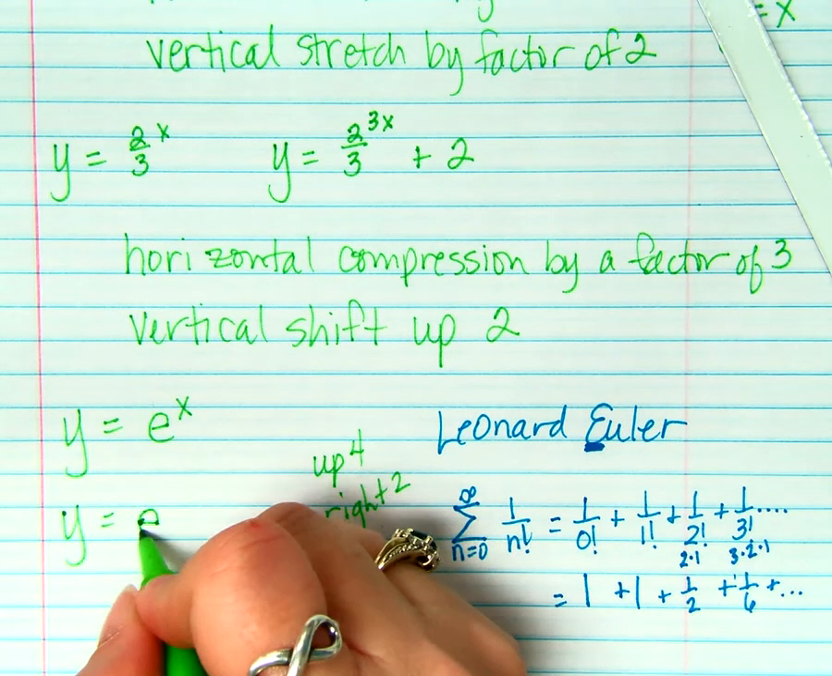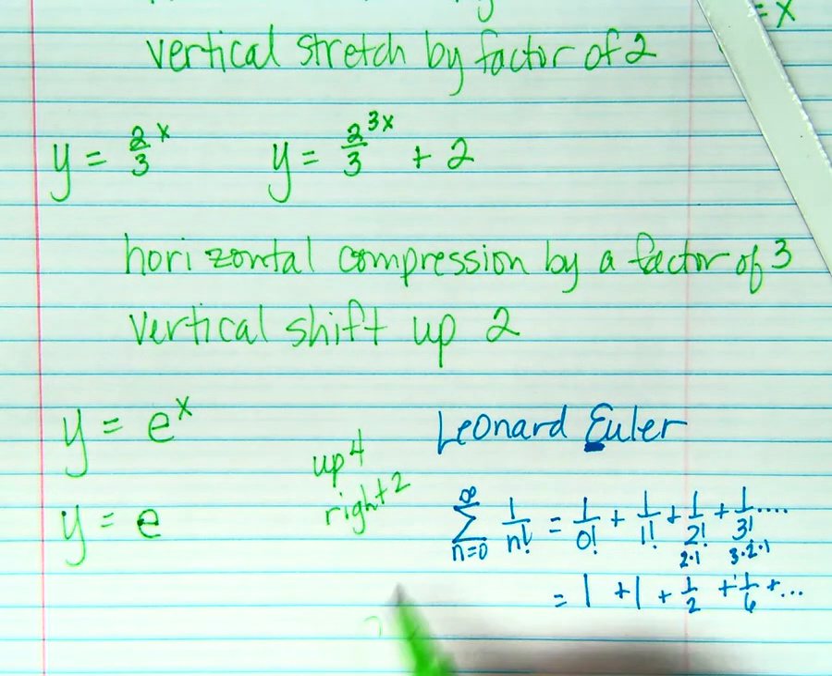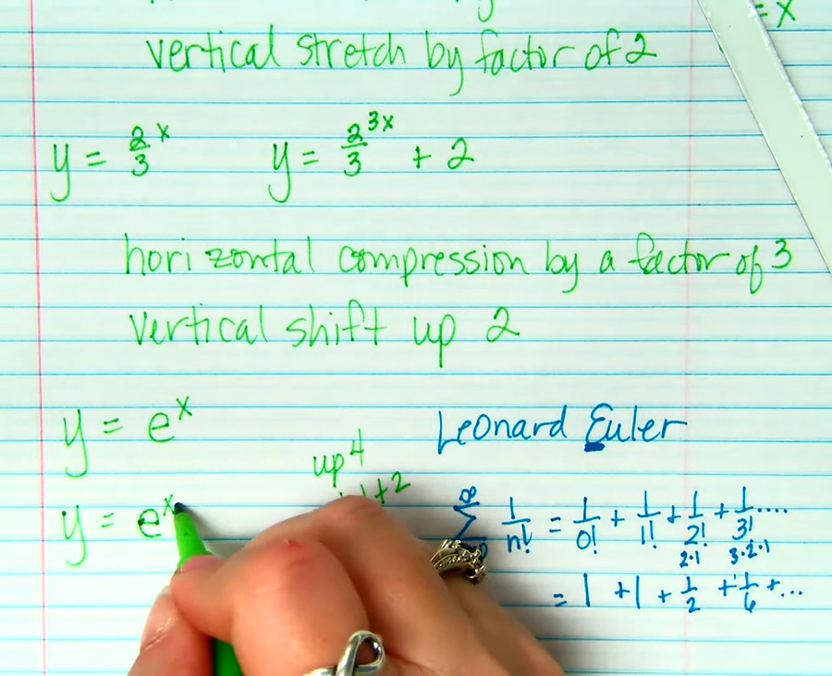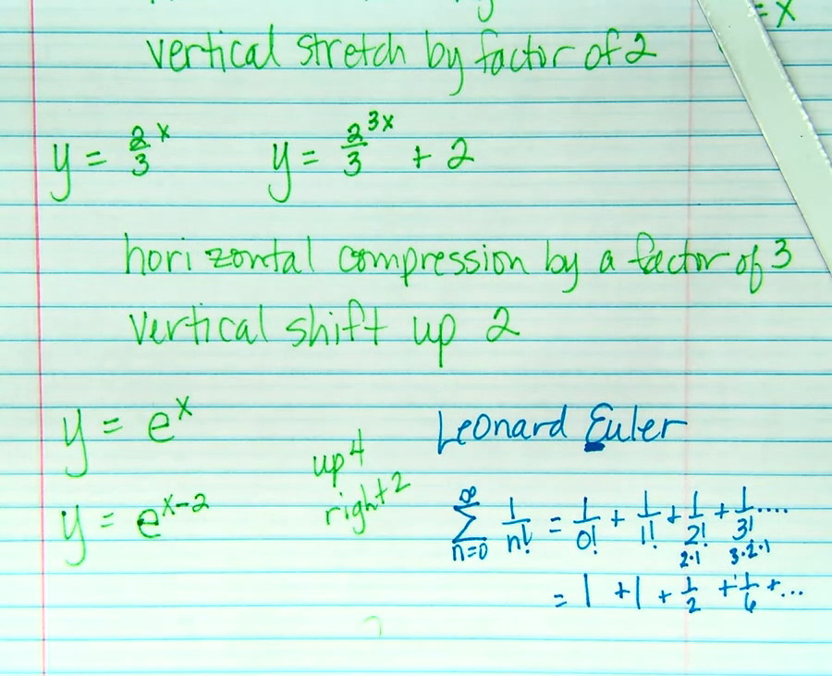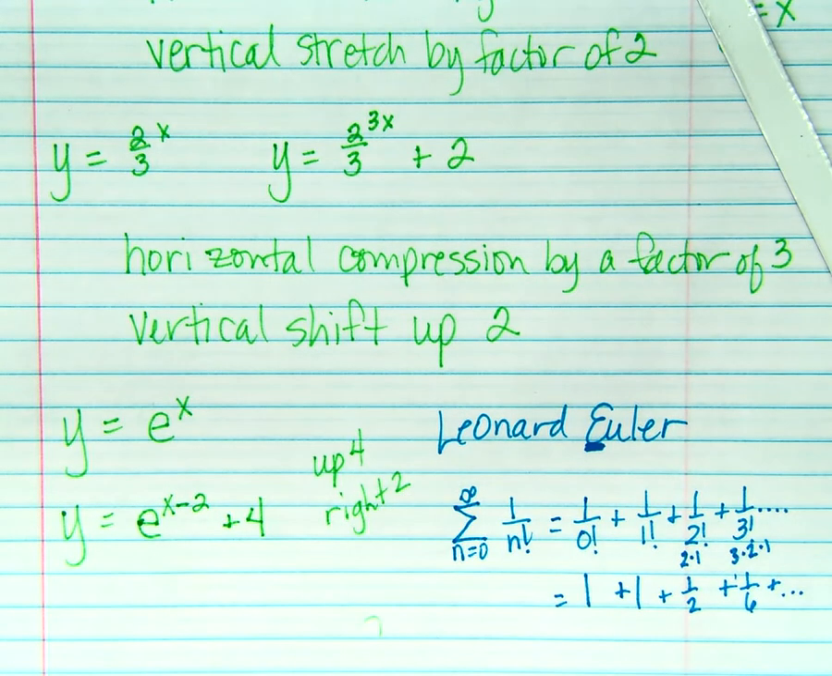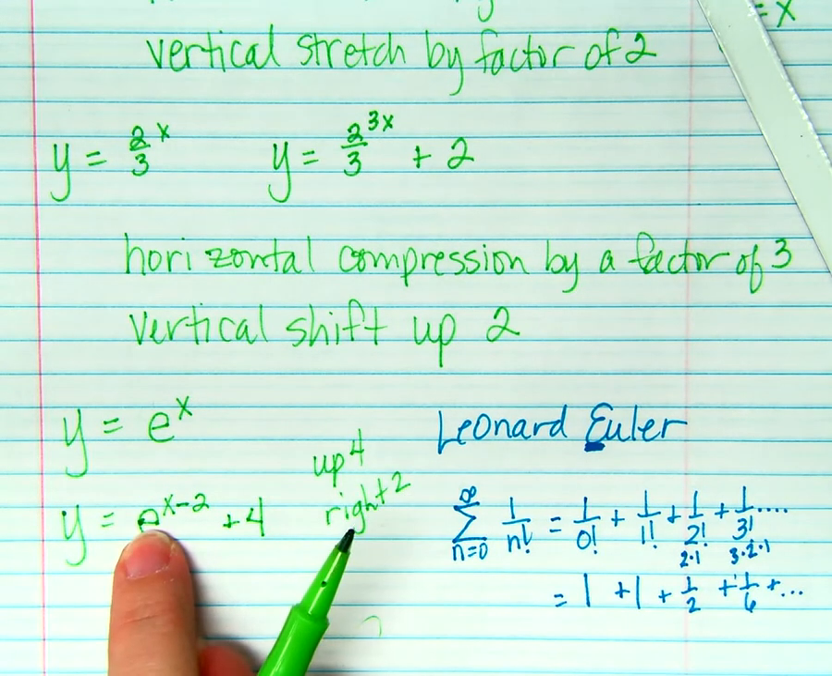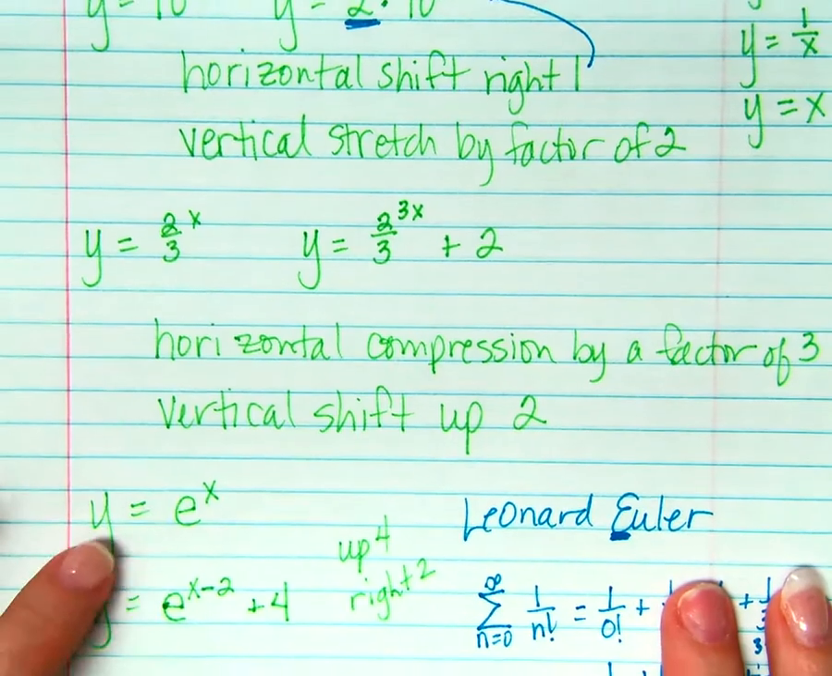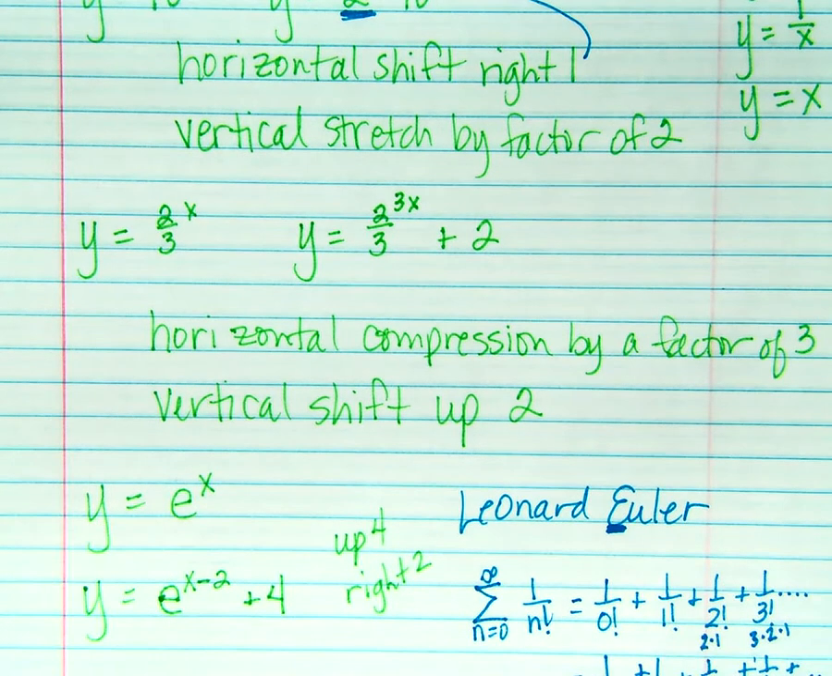Well, we're going to have e raised to what power? x minus 2, plus 4. Yes, perfect. So I use this base just as I would use this base or this base. It's not anything different. It's just, well, kind of different because it looks like a letter. Fair enough? Any questions about this?